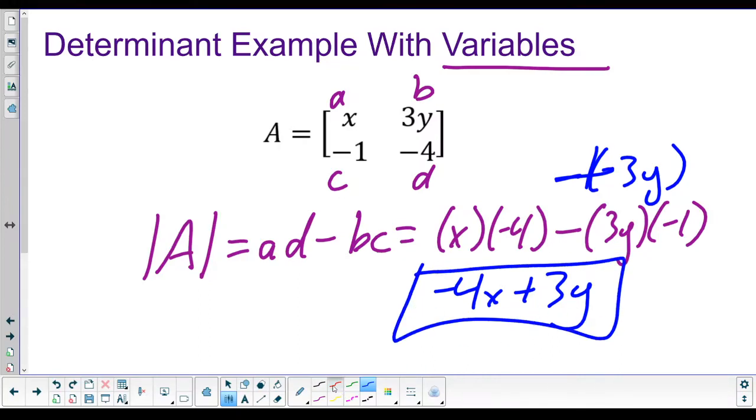We can't simplify that because these are not like terms. They're different variables, so they just stay separate. And standard form says we just put them in alphabetical order. So there we go.